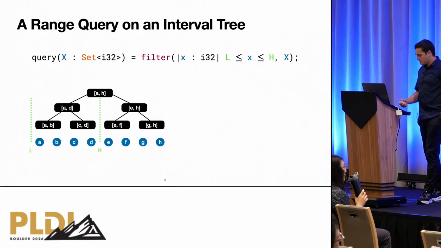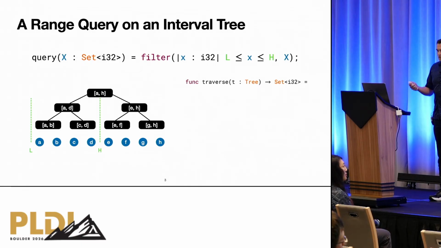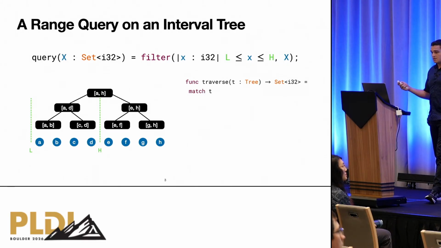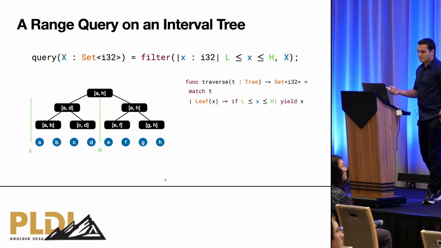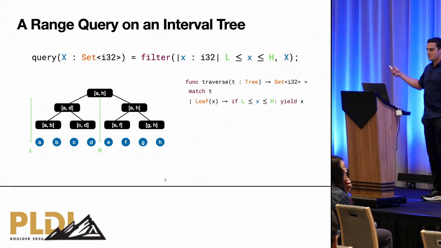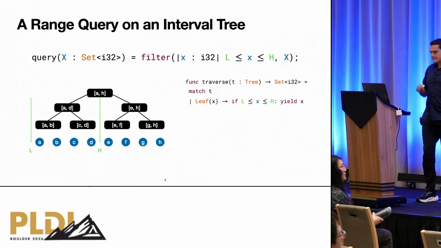In functional notation, this gets lowered into a tree traversal over an algebraic data type tree, where when we match on the tree type and we see a leaf variant, we evaluate the filter predicate, checking if x is within the range, yielding the singleton set x if x satisfies it, and otherwise an empty set.